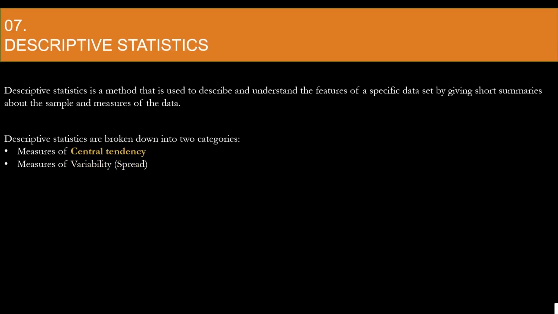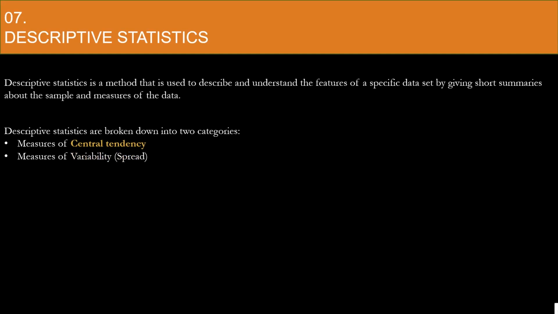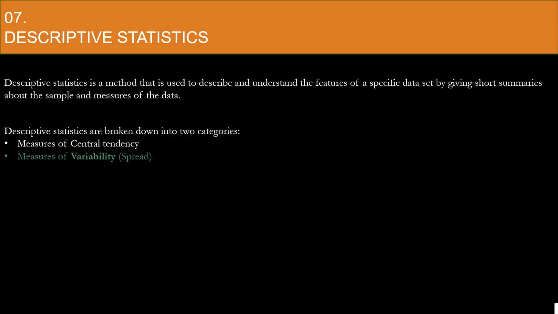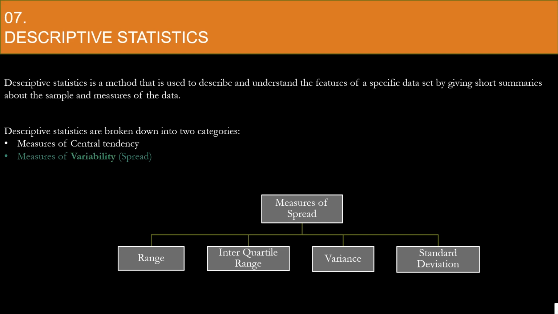Now we will go in depth about descriptive statistics. So let's discuss more about descriptive statistics. Like I mentioned earlier, descriptive statistics is a method that is used to describe and understand the features of a specific data set by giving short summaries about the sample and measures of the data. There are two important measures in descriptive statistics. We have measures of central tendency, which is also known as measures of center, and we have measures of variability. This is also known as measures of spread.